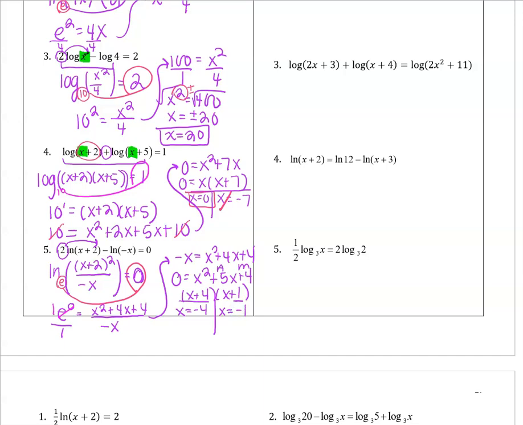Now remember, you've got to go back and check here. So if I plug -4 in for x plus 2, that whole argument is going to go negative. So therefore, I cannot have x equals -4 as a solution. Now what about x equals -1? -1 plus 2 is positive, so that's good. And then if I look at the other argument, -1 is positive as well. And that's how x equals -1 is your answer. Okay, so that's all of our case 1 solving for logs.